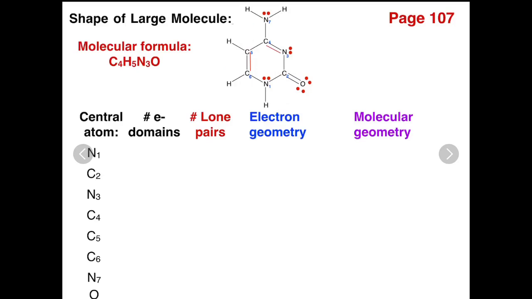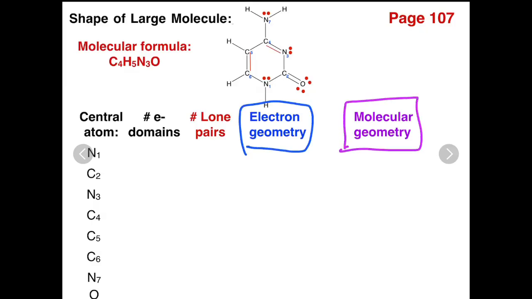According to the VSEPR theory, based on the electron pair repulsion theory, we are going to look at the central atom one at a time. So for example, in this case, the reason why we have several central atoms is because we're going to look at them one at a time. So N equal to 1. We are going to determine both electron domain geometry and also molecular geometry as well.